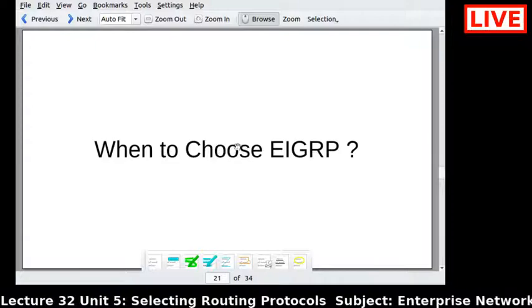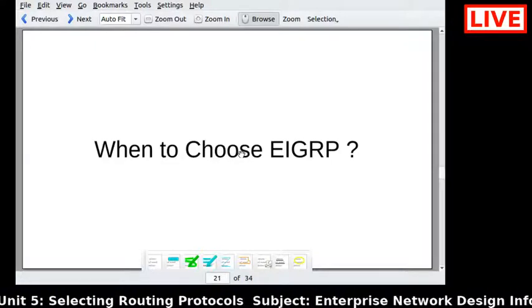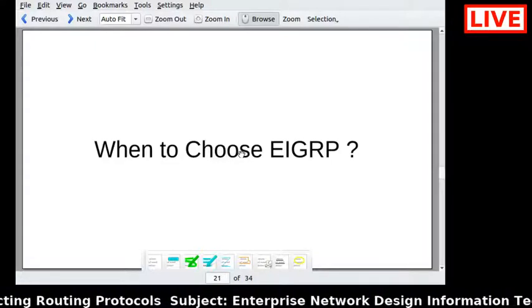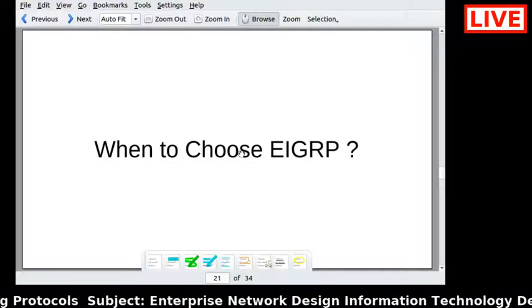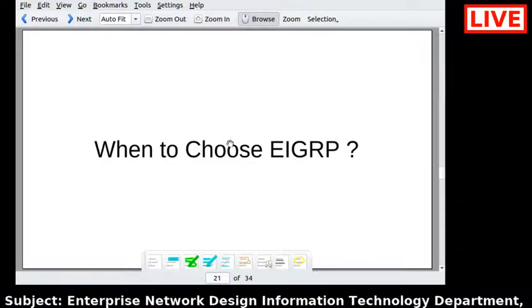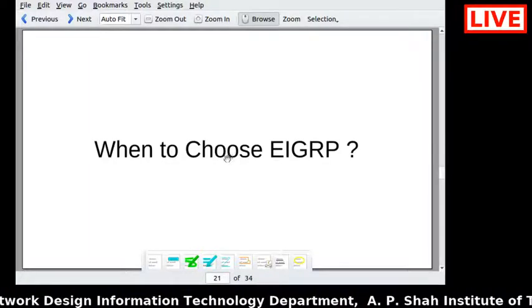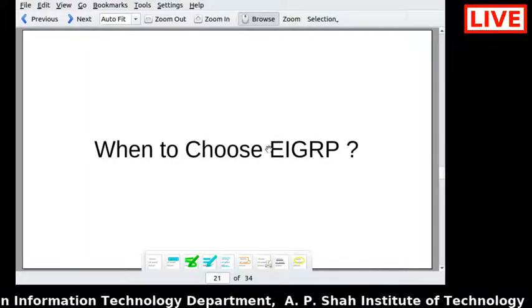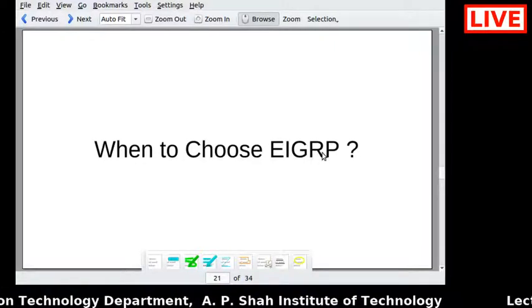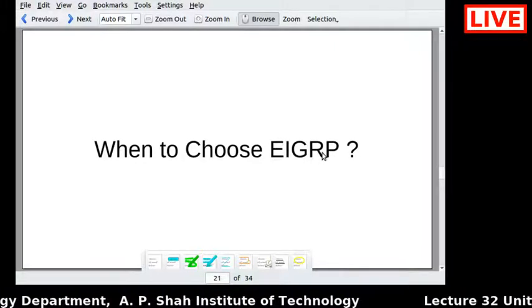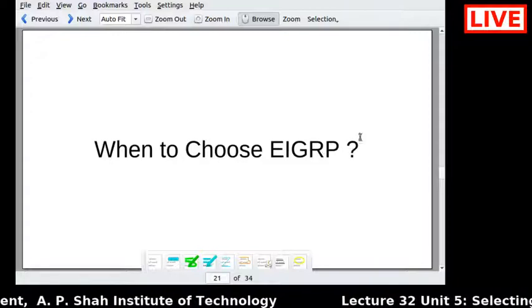It performs triggered updates, so whenever you want to get the updates, you can get them. Then it is suited for almost all environments, including LAN, point to point, and other kinds of environments. So EIGRP is best suited for all environments.